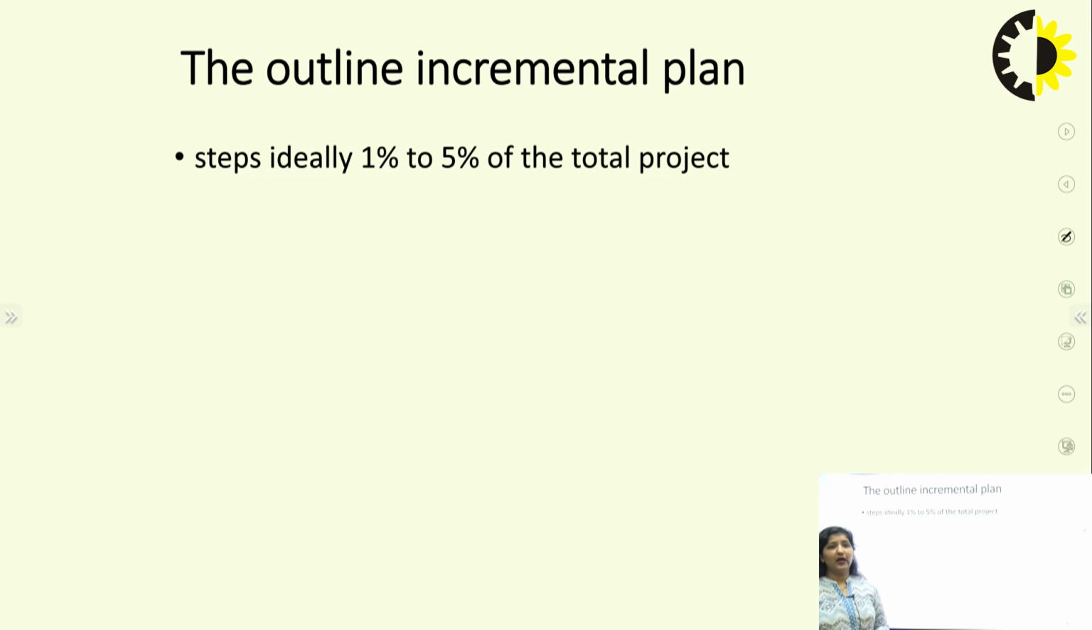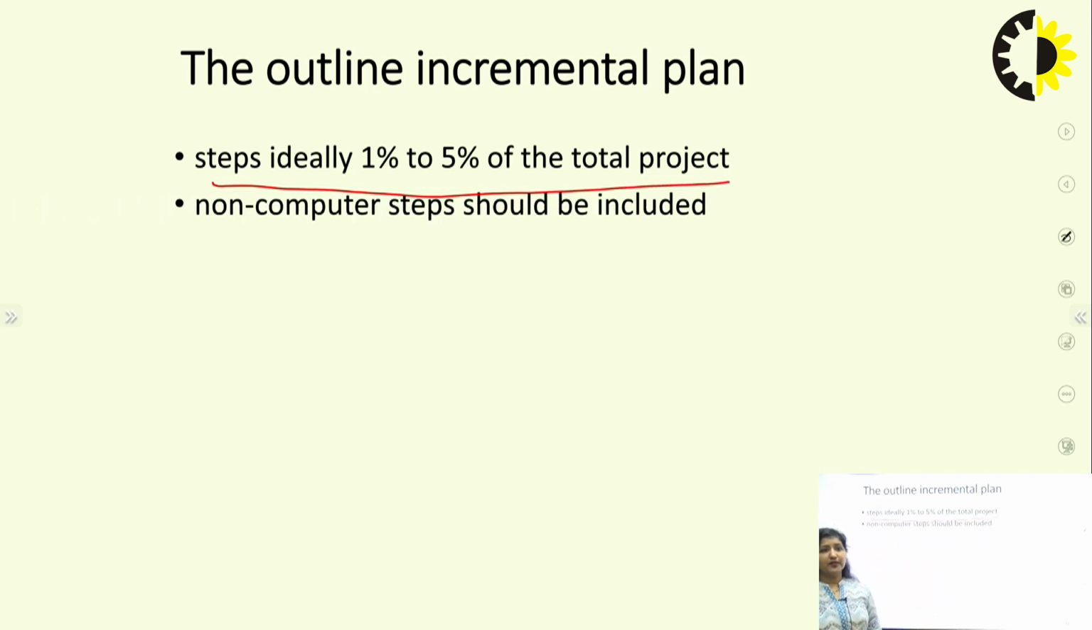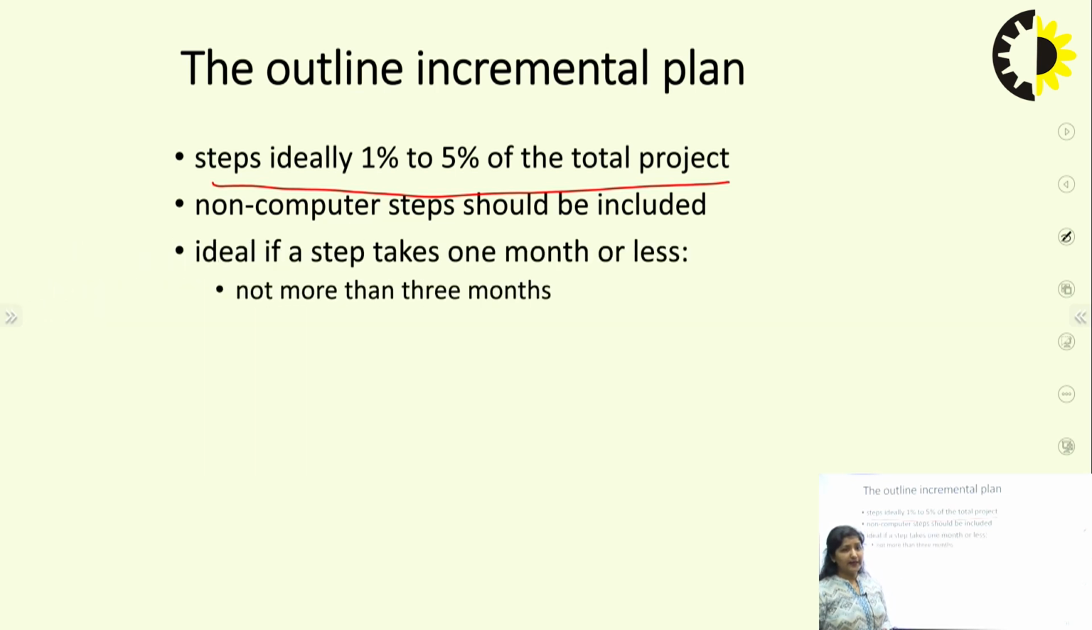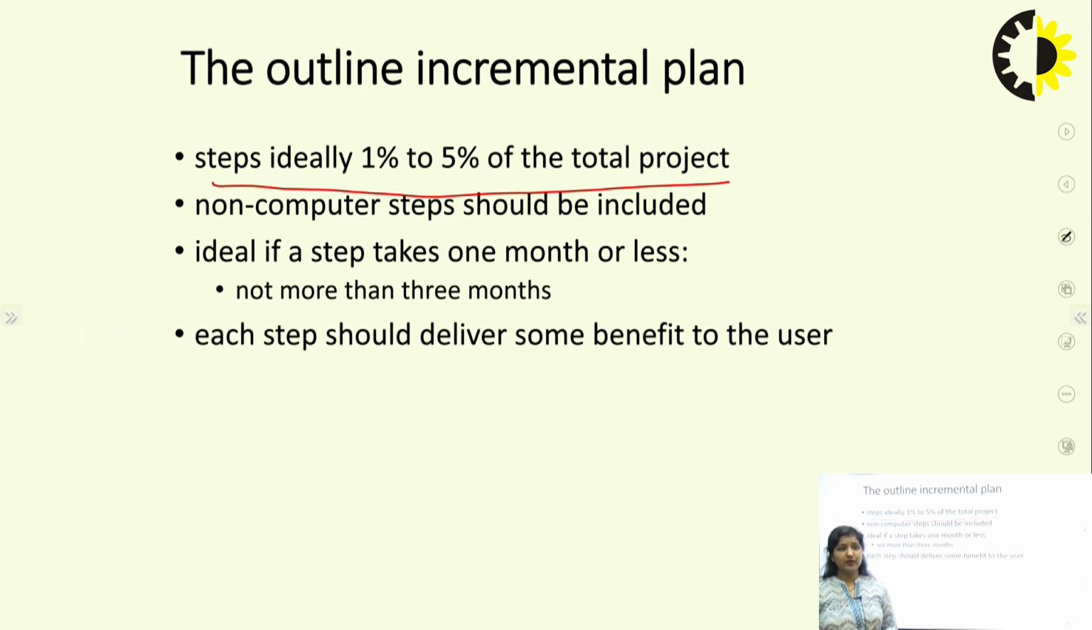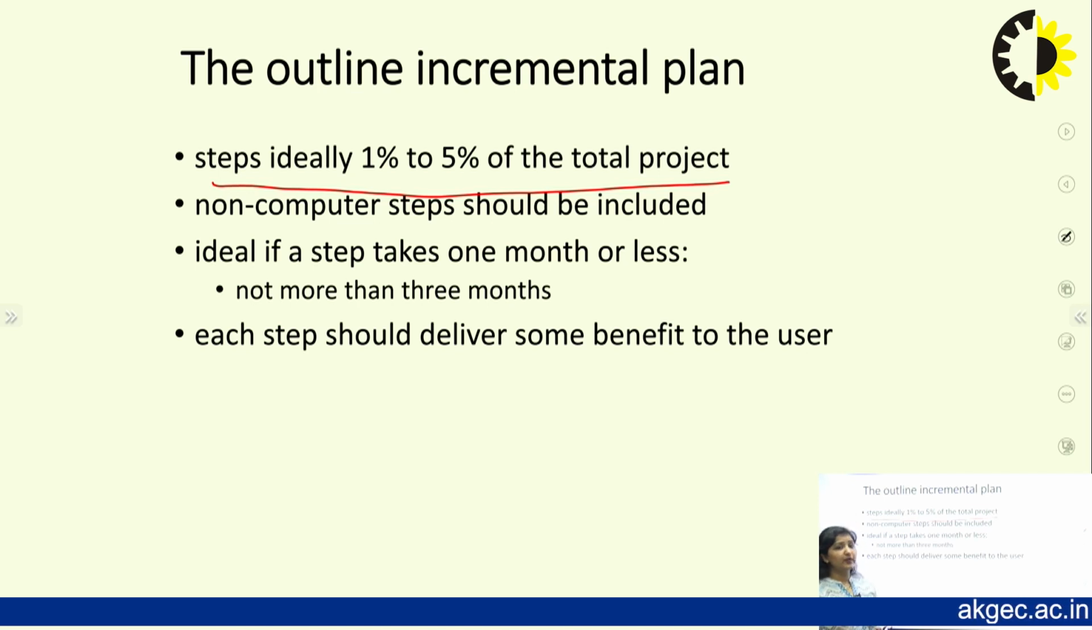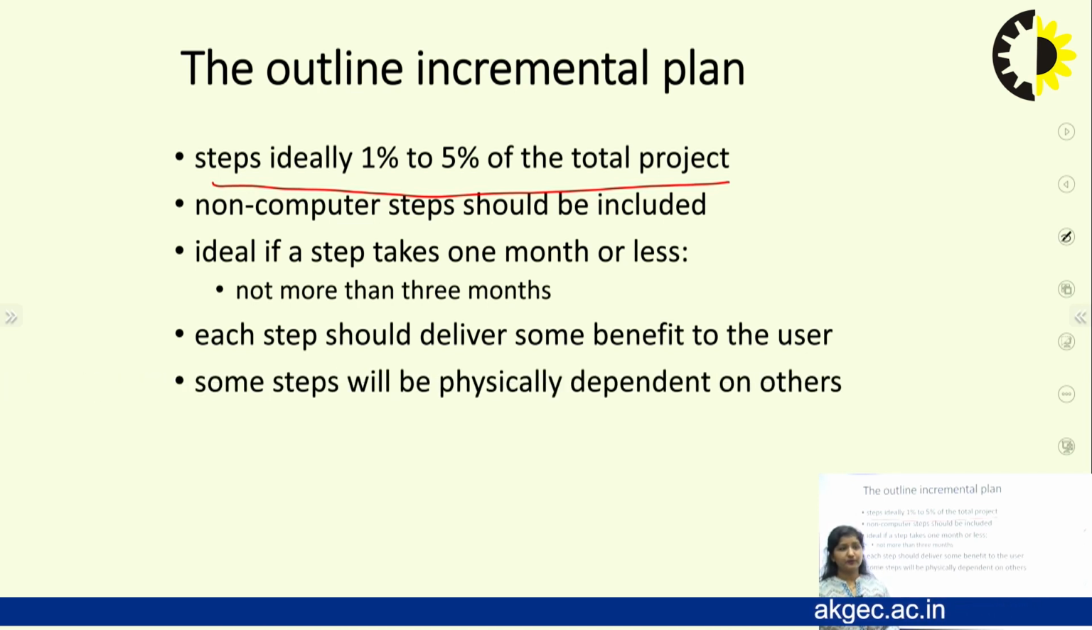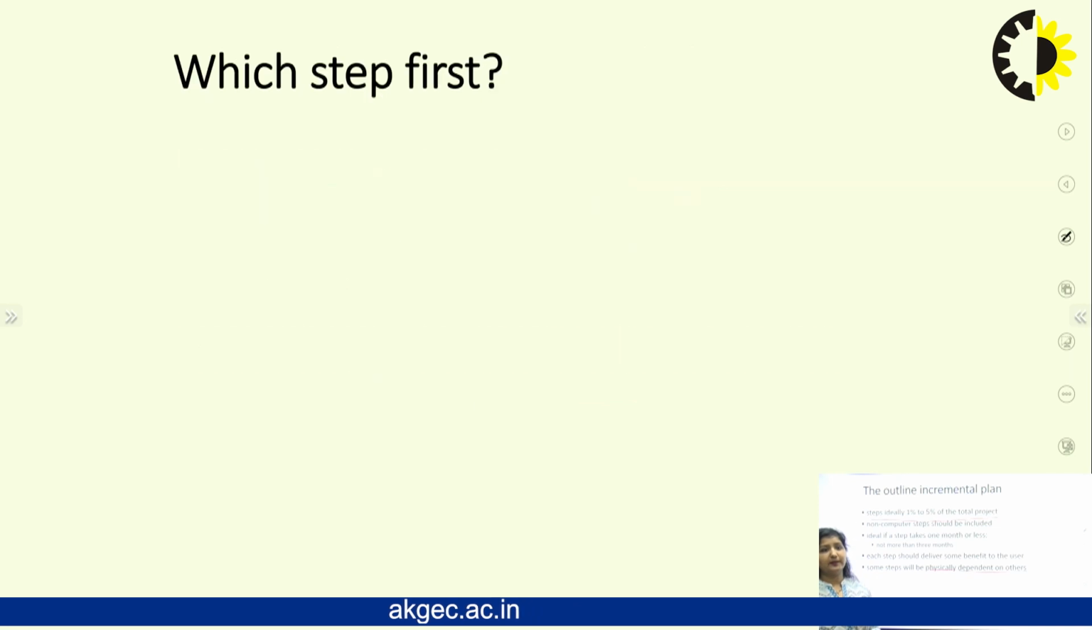For that, we have an outline incremental plan. Now, what is an outline incremental plan? We step ideally 1 to 5% of the total project, and non-computer steps should be included. It is ideal if a step takes 1 month or less. So it is not a project working for more than 3 months, and each step should deliver some benefit to the user. Some steps will be physically dependent on others as well. So this is the outline incremental plan.